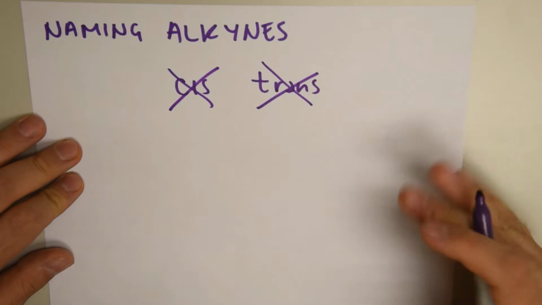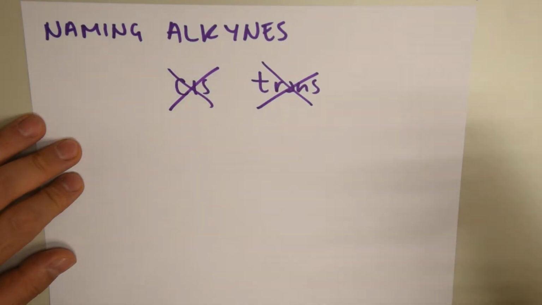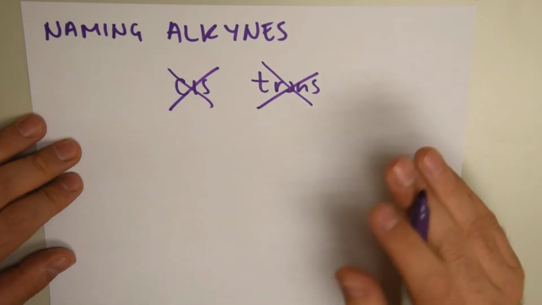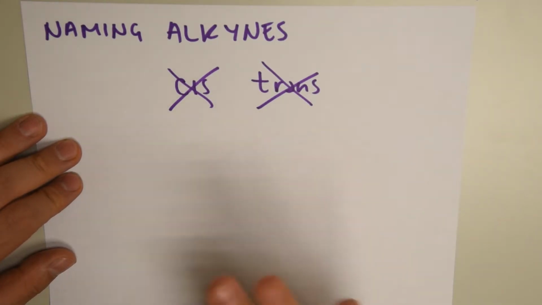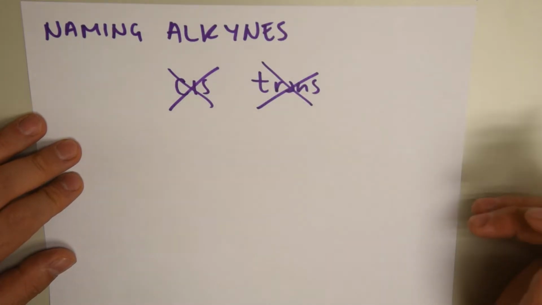So don't be fooled, because sometimes teachers, we love to make trouble for you guys to give you trick exercises. So even if the molecule seems like it's cis or trans, it's not. Because remember, triple bonds are non-rotate. They rotate, but they don't form those shapes.